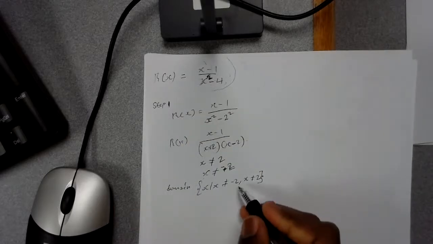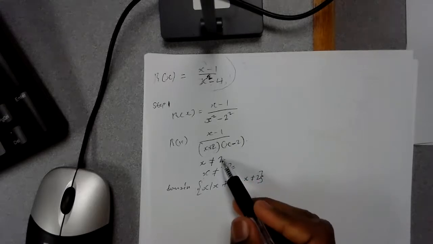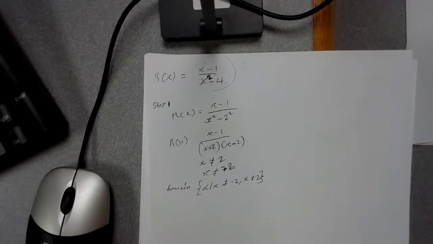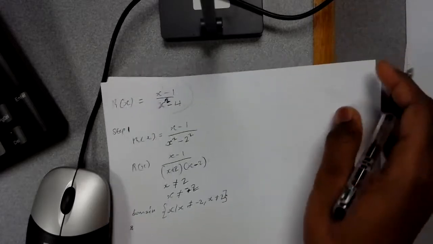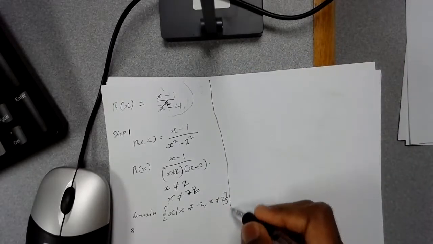So the domain is every number except these two, 2 and minus 2. That is the domain of the function. So that is the first step. I'll just put step 2 here. That one is step 1.